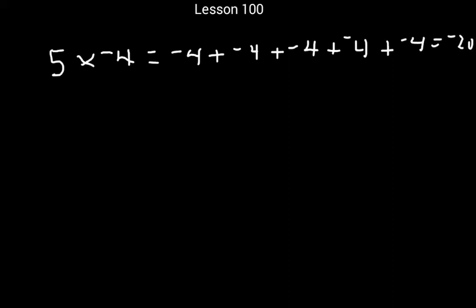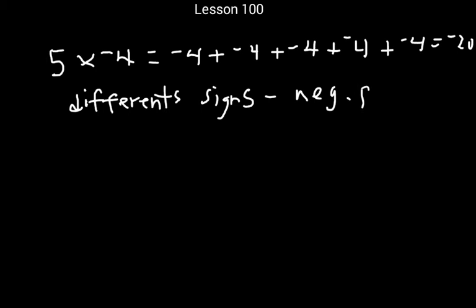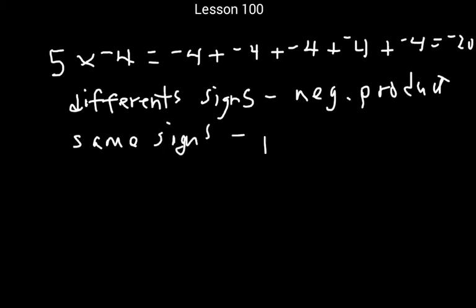Now there's a connection between 5 times 4 being 20 and 5 times negative 4 being negative 20. And that is, if the signs are different, then the answer is negative. Different signs. Now to keep in mind again, I'm cautioning you, this is just for multiplication. Negative answer, negative product. Same signs, both positive or both negative, positive product.